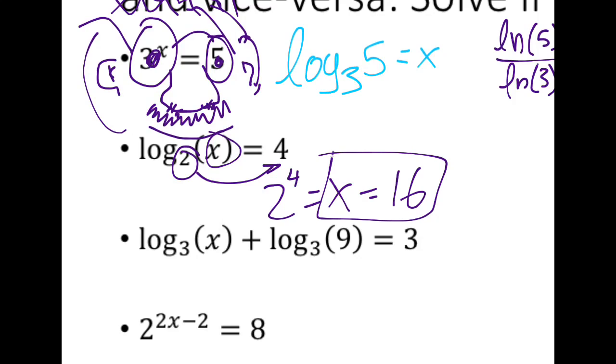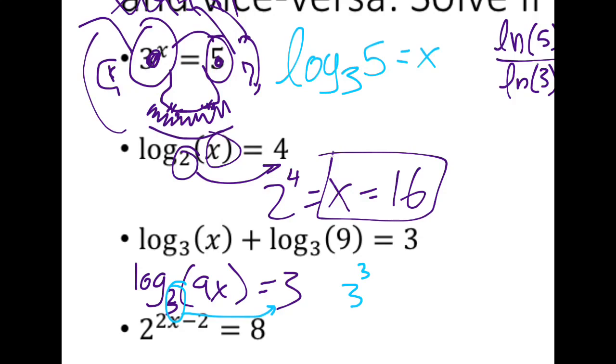And now let's do the next one, which says if you have two logs of the same base being added together, you can rewrite them as one log with that same base and multiply the two arguments together. And that is the log multiple rule right there. And now let's rewrite this as an exponential problem. Let's say 3 to the power of 3, so 3 cubed equals 9x.